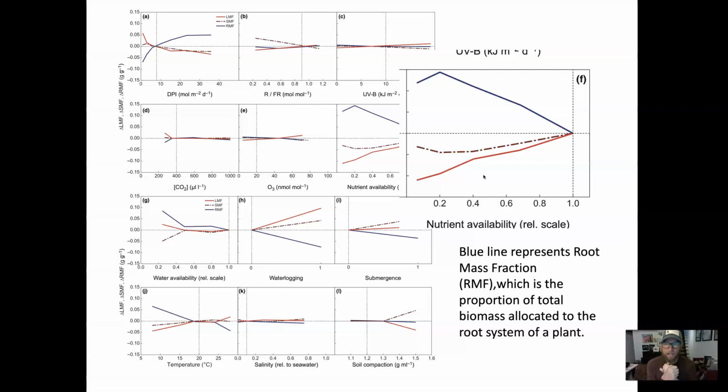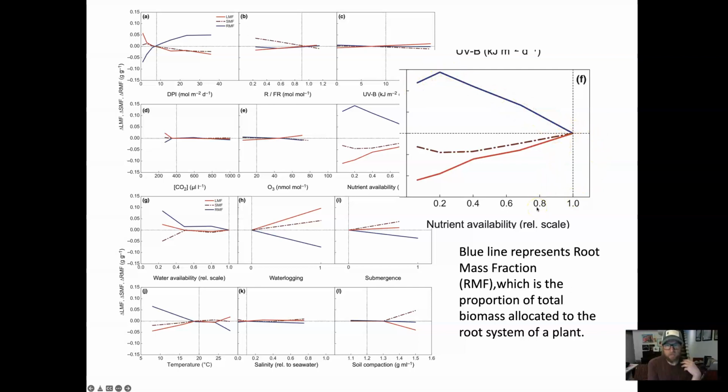In this figure here, I don't know why I put the whole figure here, but really what we want to focus on is this panel right here. In this paper, they were looking at changes in biomass allocation of plants due to different resource limitations. And in this case, what we're looking at is root mass fraction as it varies with nutrient availability. And notice this is a relative scale, so this is really low nutrients on the left and really high nutrient availability on the right. And then the blue line is the root mass fraction that we're interested in.